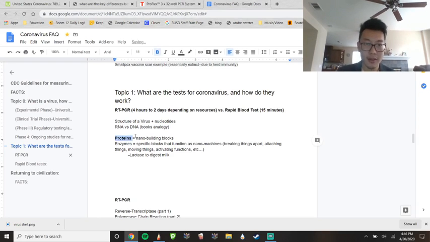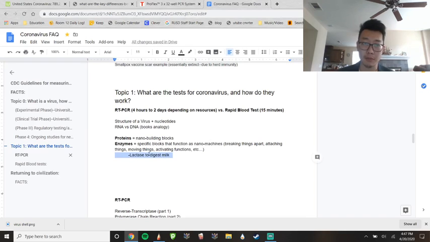Proteins, what are they? For our sake, and probably for most people's sake, you should understand them as nano building blocks. They're super small blocks used to build things and make things. And enzymes are a specific type of protein. They're not a variant, they're just a type of protein, specific blocks that function as nanomachines. They can do certain functions. They can attach to things and rip them apart. They can grab things and put them together. They can move things from one area of the cell to another. They could attach to something and activate a different feature.